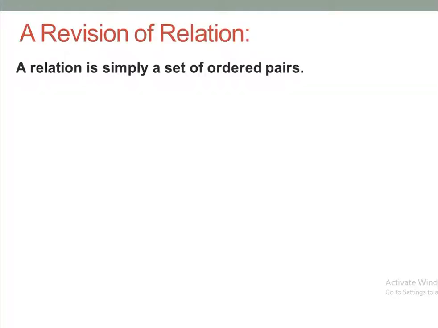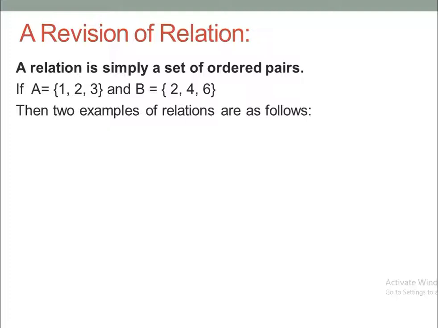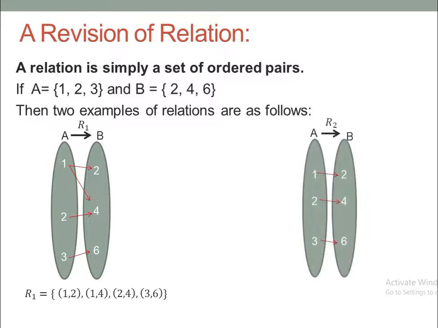A revision of relation. A relation is simply a set of ordered pairs. A is a set containing 1, 2 and 3 and B is a set containing 2, 4 and 6. Then two examples of relations are as follows: R1 and R2. Here you can see in R1, 1 is mapped to 2 and 4. 2 is mapped to 4, 3 is mapped to 6. So the relation is (1, 2), (1, 4), (2, 4) and (3, 6).